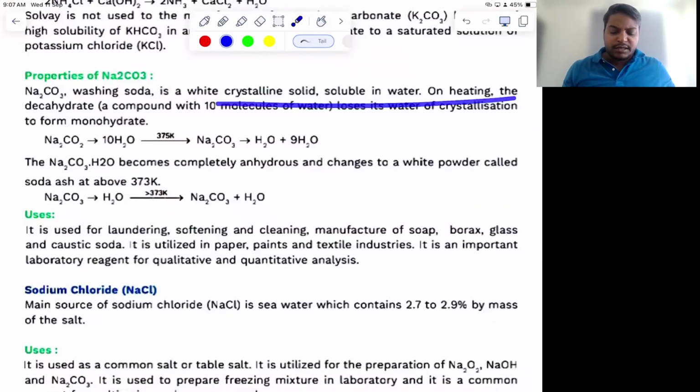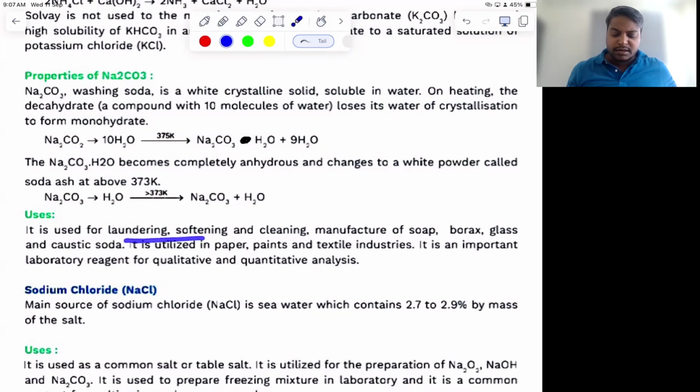Na2CO3 is a white crystalline solid. On heating, it will release the water, and you will get Na2CO3·H2O, which converts from the 10 moles of H2O form. Na2CO3·H2O becomes completely anhydrous and changes to a white powder called soda ash at 373 kelvins. Above 373 kelvins, it will become Na2CO3.